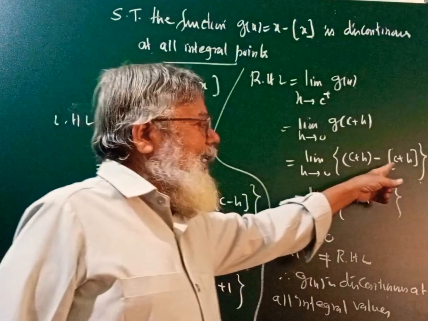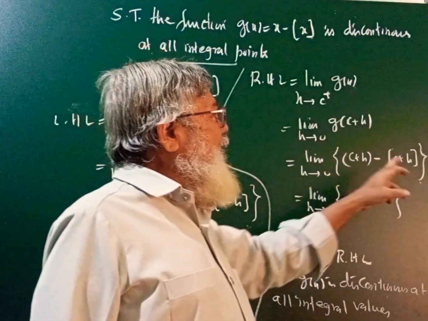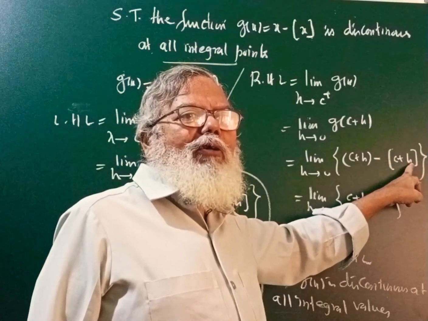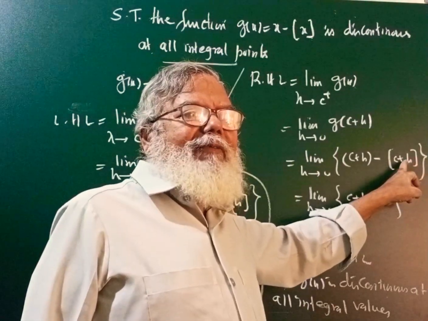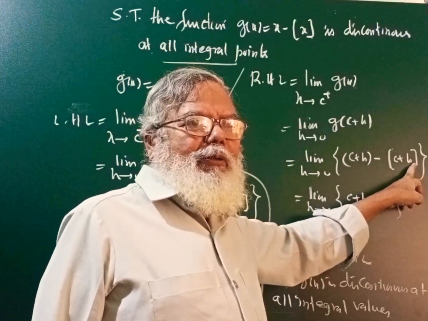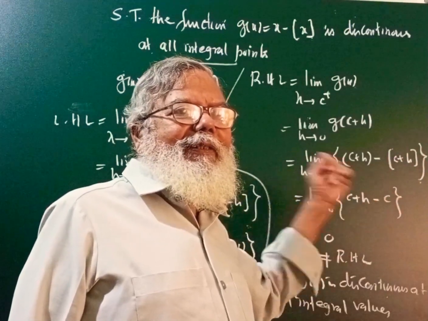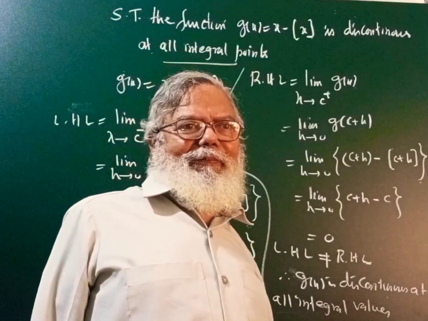And similarly here, we are adding a very small quantity to the integer c. For example, when you add 0.1 to 5, you get 5.1, and the greatest integer of 5.1 will be 5 only. That's why we should take c. Right?